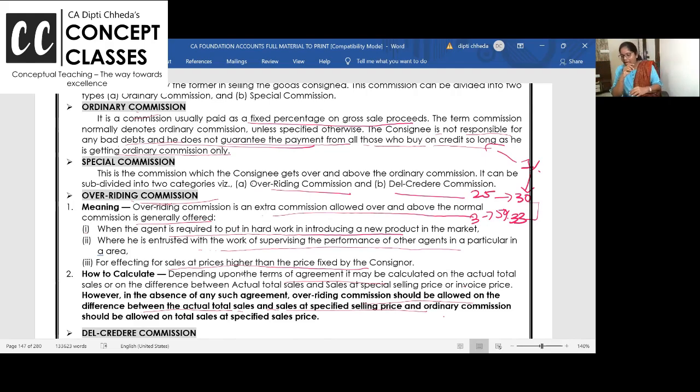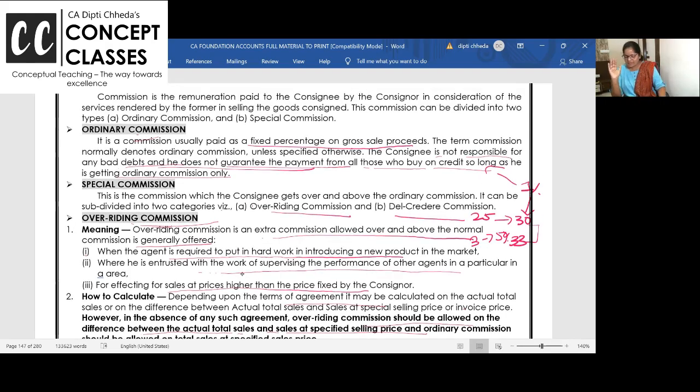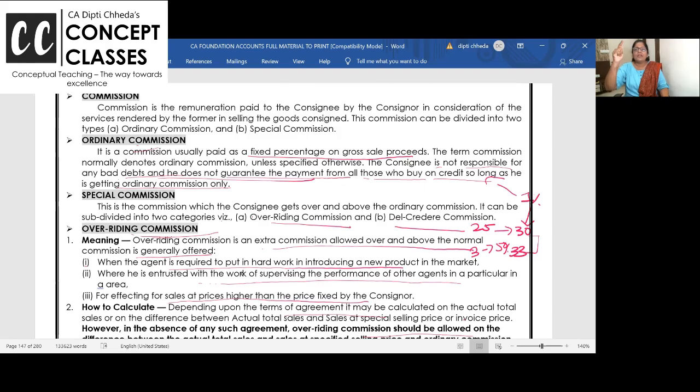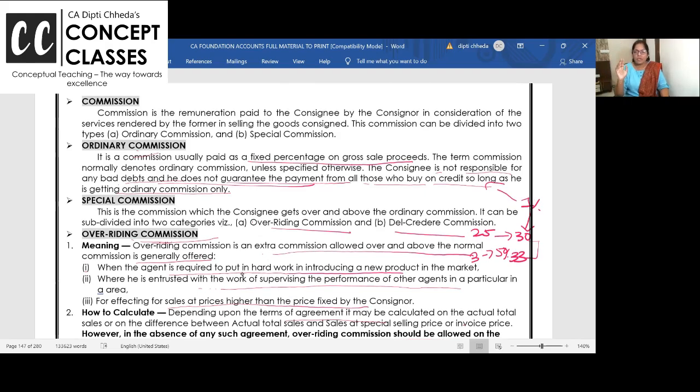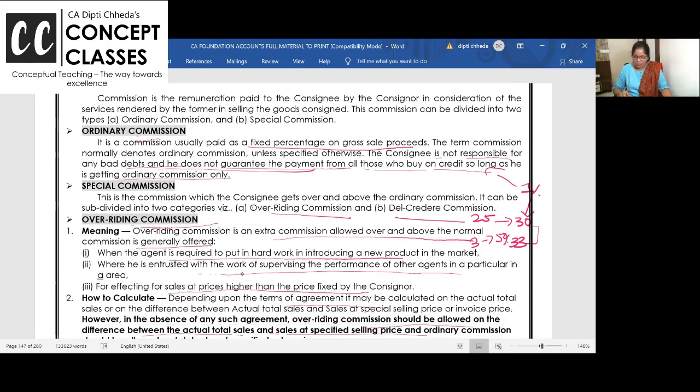Nice. Okay. How many types of commission? I'm saying the gist. Look at the screen. How many types of commission shall I pay to my consignee? Normal commission on whatever you have sold. Overriding commission on sales above the normal selling price. I told you sell at 30. You took extra effort to sell it at 33. 3 rupees, pay extra commission. Third, del credere commission. If I pay you del credere commission, bad debt is your responsibility. If not, bad debt is my responsibility. Is this clear to all of you? So these are the 3 types of commissions paid.